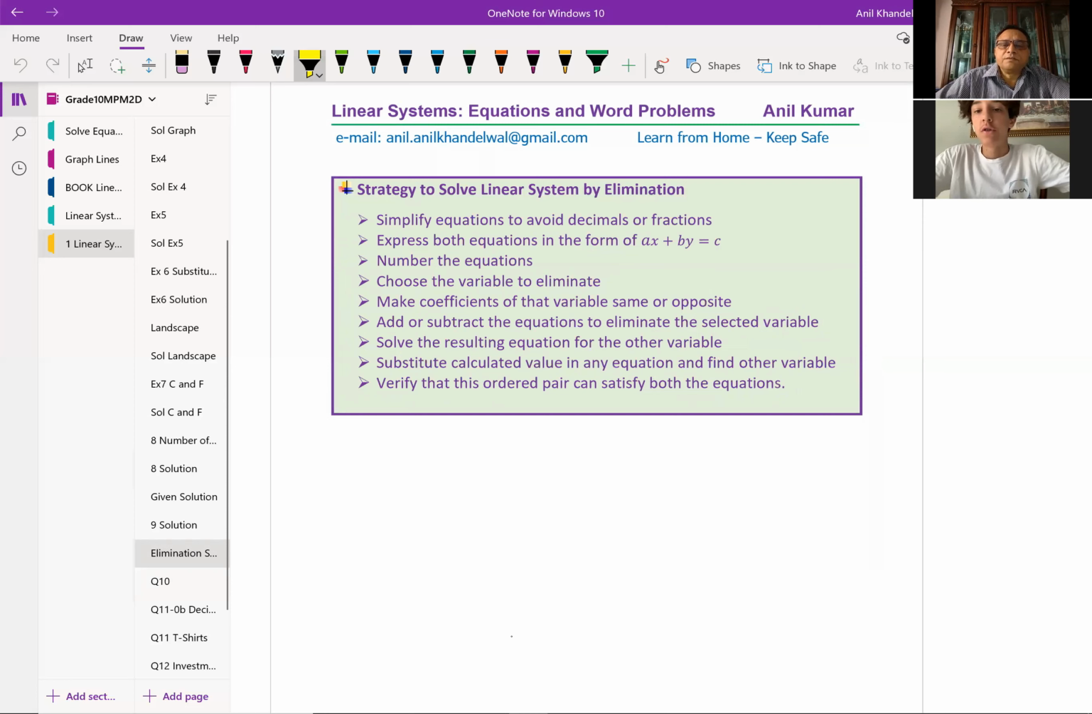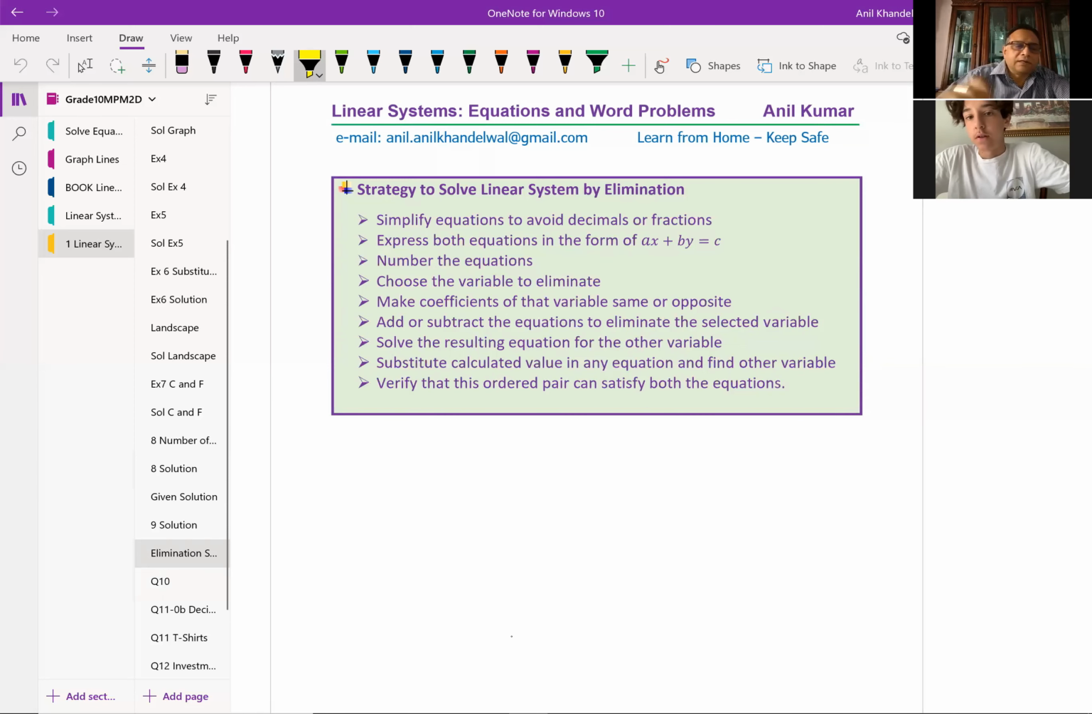And then it says choose the variable to eliminate. Make coefficients of that variable same or opposite. Add or subtract the equations to eliminate the selected variable. Solve the resulting equation for the other variable. Substitute calculated variable in any of the equations to find other variable. And verify this ordered pair can satisfy both of the equations. Is that clear to you?